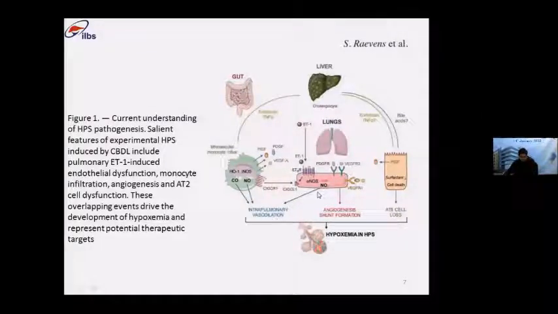And there is neoangiogenesis, which is started by placental growth factors, which are secreted from type 2 alveolar cells and also from the inflammatory cells.